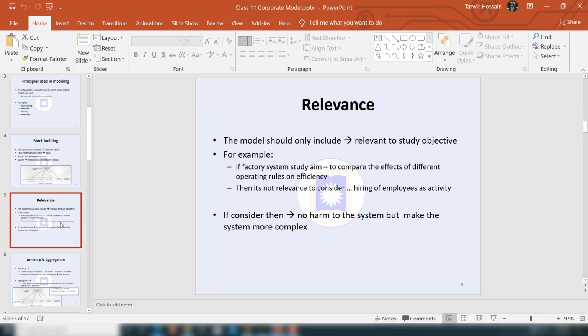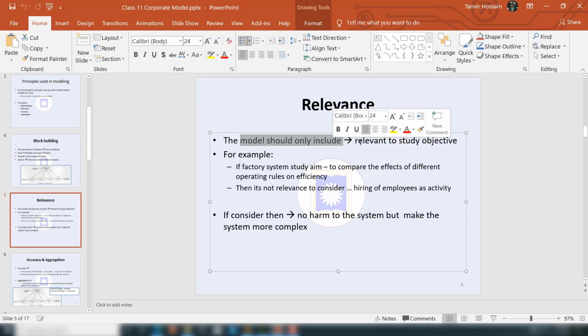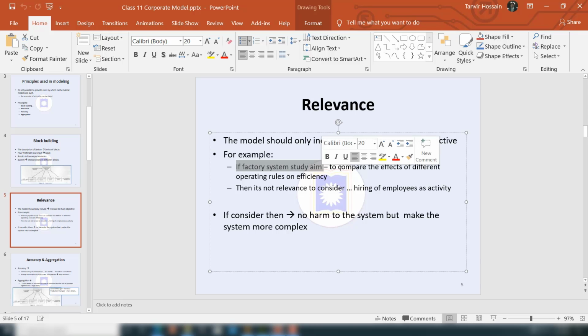So let's go to the next principle, the relevance principle. Here the model should only include what is relevant to the study objective. So we should exclude all those models or concepts that are outside the objective of the study we're currently performing. For example, if a factory system study aims to compare the effects of different operating rules on efficiency, then it is not relevant to consider hiring of employees as an activity.